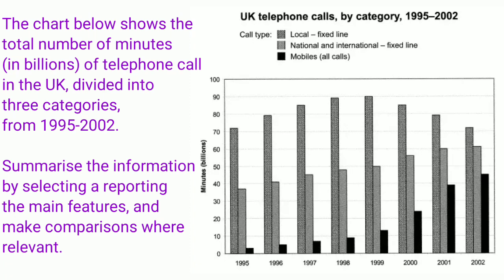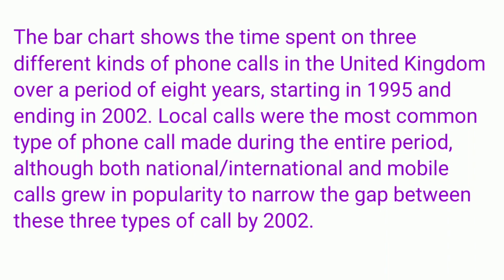Another way in which you can break your data is one paragraph for half the time period, like 1995 to 1998, and another paragraph for 1999 to 2002. So there are numerous ways in which you can categorize your data. It depends upon you how, in a proper format, you are providing the data. Now coming to the sample answer of this bar graph.